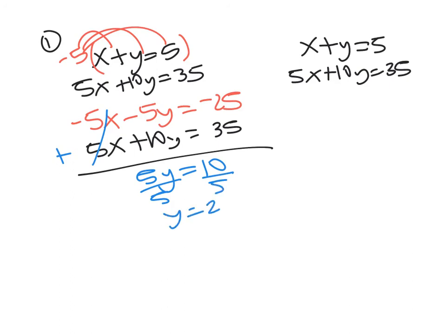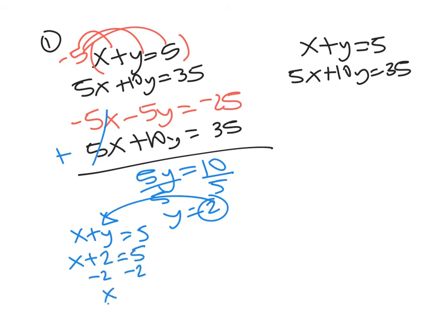Now I'm going to plug it into whatever equation. So I have x plus y equals 5. I'm going to take my 2 and plug it into there. So I have x plus 2 equals 5. I subtract 2 on both sides and I get x equals 3. So my ordered pair is going to be 3, 2.